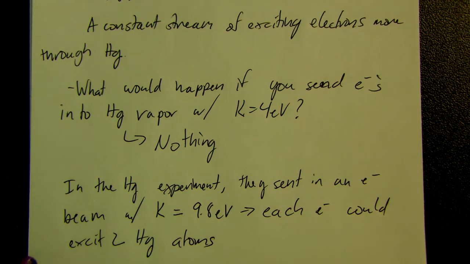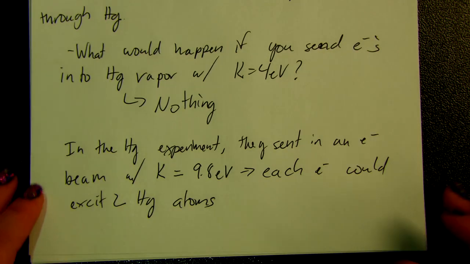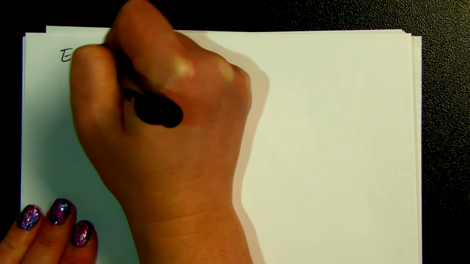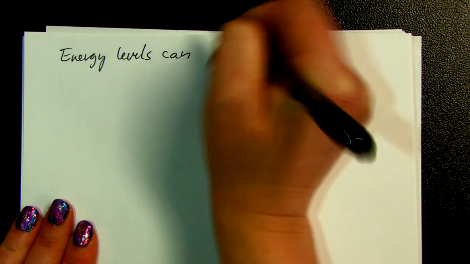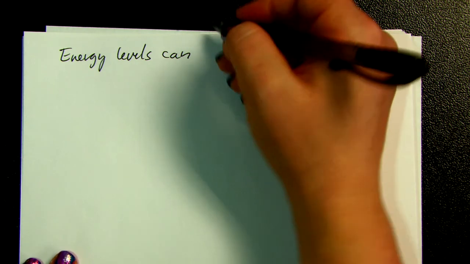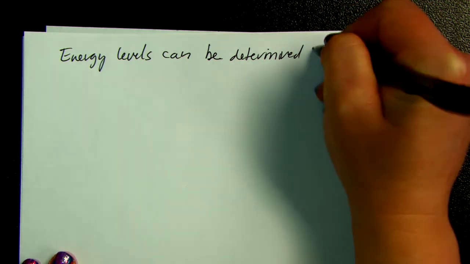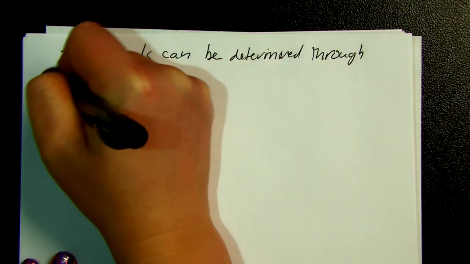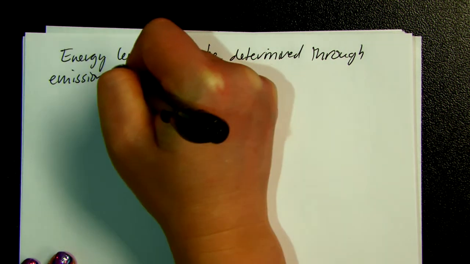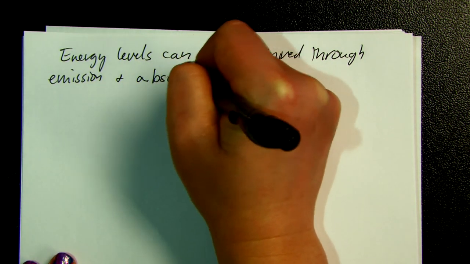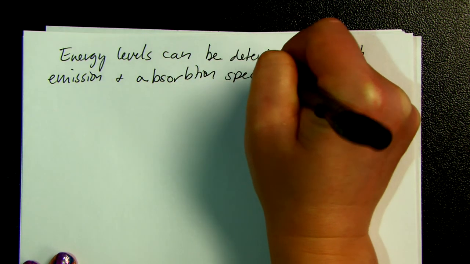So exactly what energy is needed, like I said before, varies from atom to atom, but all atoms have these discrete energy levels, and you can see the energy levels through something called emission and absorption spectra. So, energy levels, and perhaps you talked about this in a chemistry class, either in high school or in college, can be determined through emission and absorption spectra.